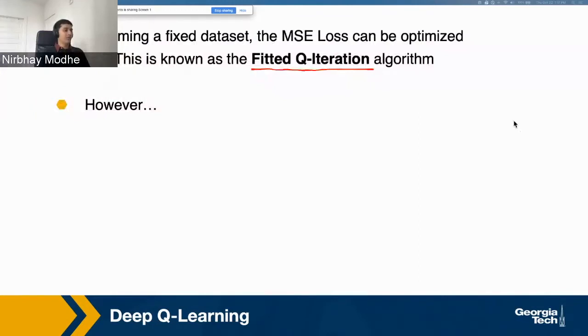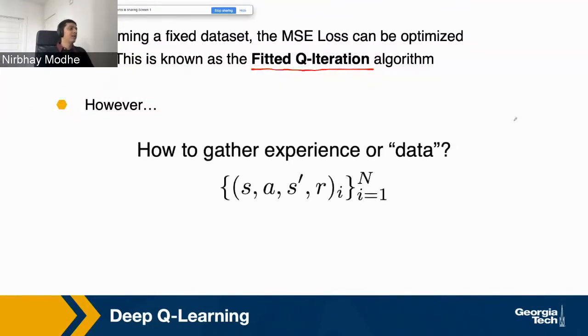Okay, so now to answer, we have to ask the question, how do we gather the experience in the first place, or who provides us this data of S, A, S prime, R prime? So if you saw the video from last time, the agent was actually providing some policy with which it was interacting with the environment. So you could see initially that in the first part of the video, it was doing pretty bad. It was taking random actions. It was failing to do its job. And eventually it got better.